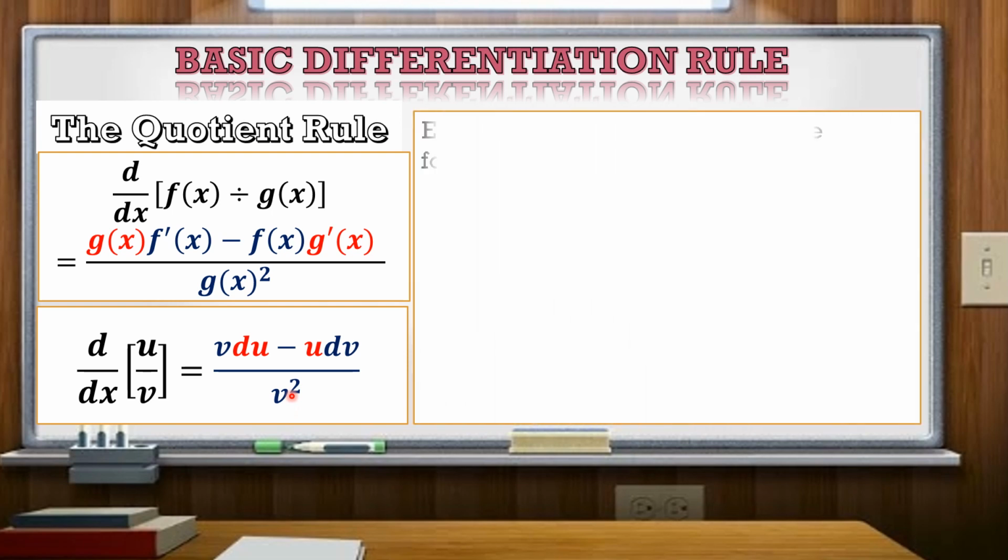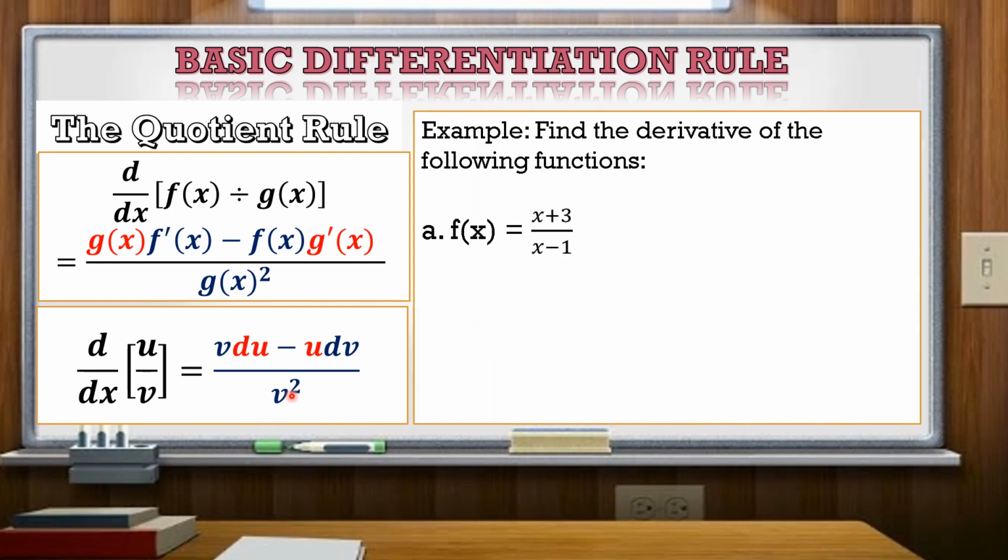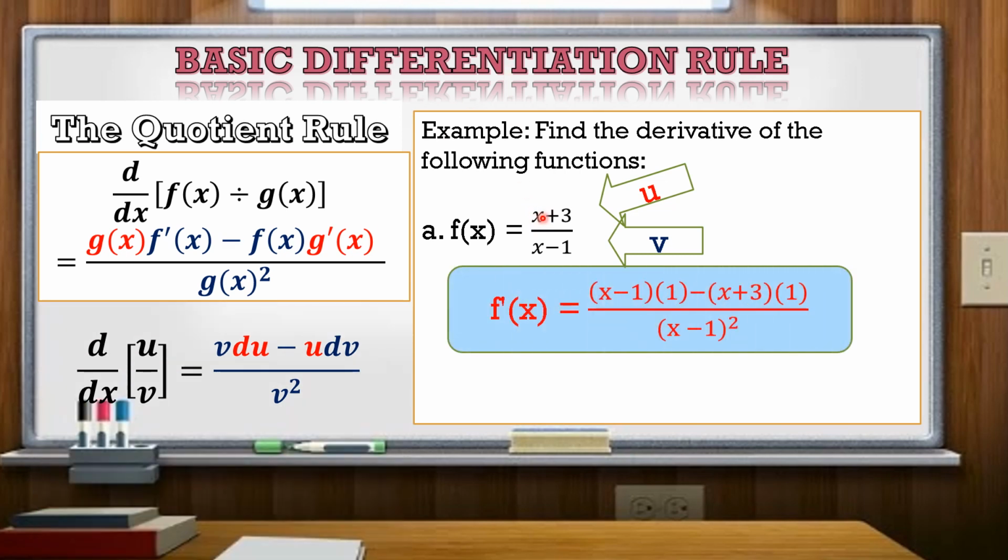For example, let's say for example, we have f of x is equal to x plus 3 over x minus 1. So para magamit to, alamin muna natin kung saan si u at saan si v, saan si du at saan si dv. Sige, yung numerator natin, that is your u. Our denominator, that is your v. Now, para hindi tayo maguluhan, alamin muna natin kung ano yung du natin. So, what is our du? That is simply equal to 1, right?